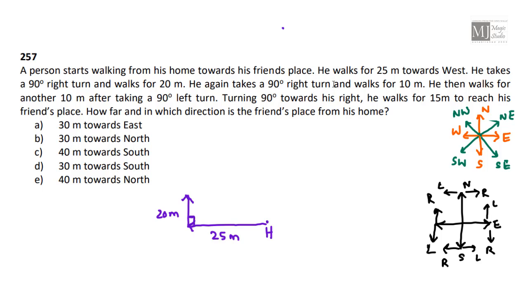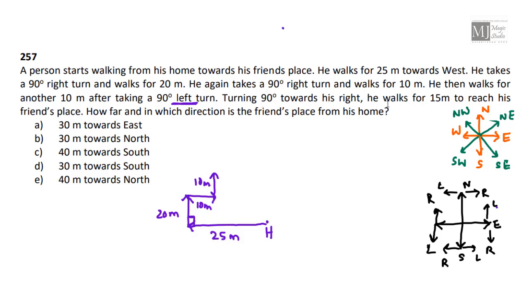He again takes a 90-degree turn and walks for 10 meters. Again 90-degree turn means taking right hand turn. Now he is heading towards east. How long? For 10 meters. He then walks for another 10 meters after taking a 90-degree left turn. Now 90-degree left turn is mentioned. That means he is taking left. Left means now again he is moving towards north. See, east left is moving towards north and walked for 10 meters.